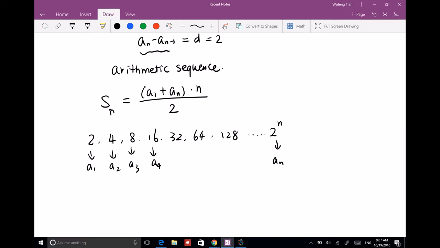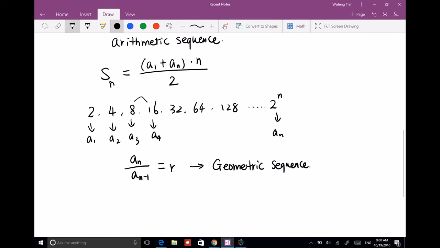This one has two consecutive terms, an over a(n-1), the next one over the current one. Next to each other, they have a common ratio r. So this sequence we call a geometric sequence. A geometric sequence has the summation Sn equals a1 times 1 minus r to the power n, over 1 minus r.